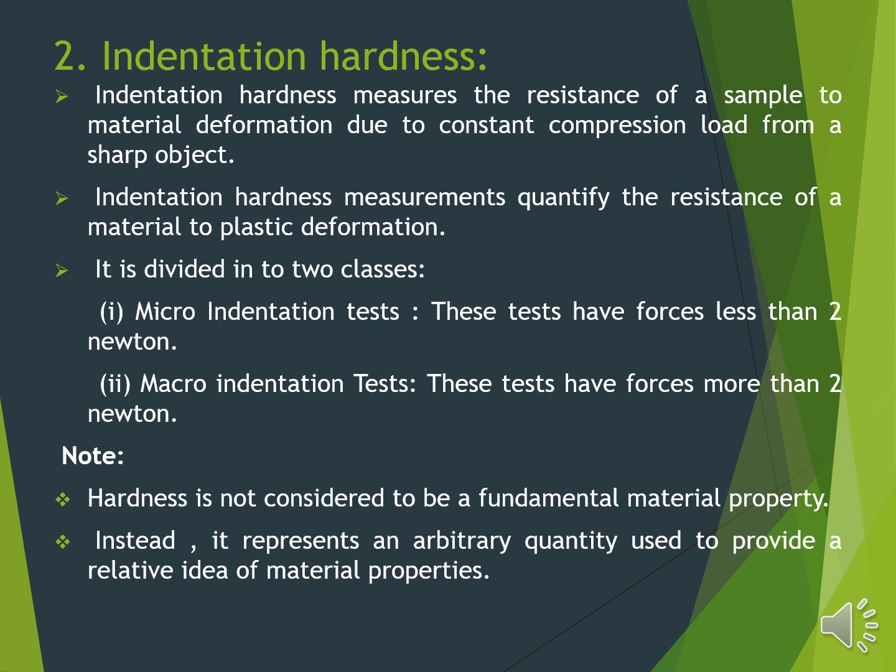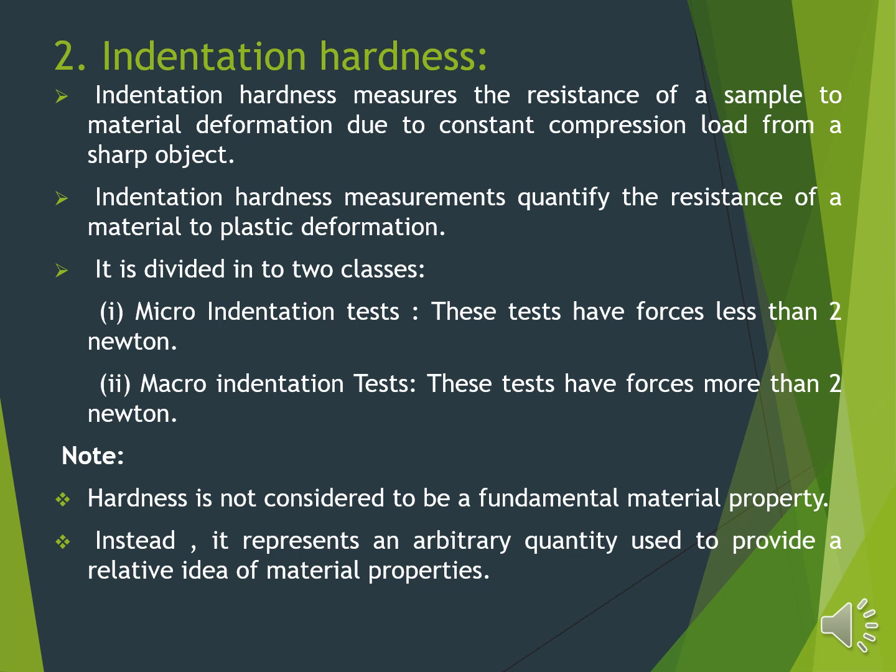Now, let us come to the second hardness measurement, that is indentation hardness. Indentation hardness measures the resistance of a sample to material deformation due to constant compression load from a sharp object. The first one, that is scratch, is the resistance offered for a sharp material incident on it. But here the material offers resistance for a constant compression by a load or a sharp object. That is the second type of hardness measurement.